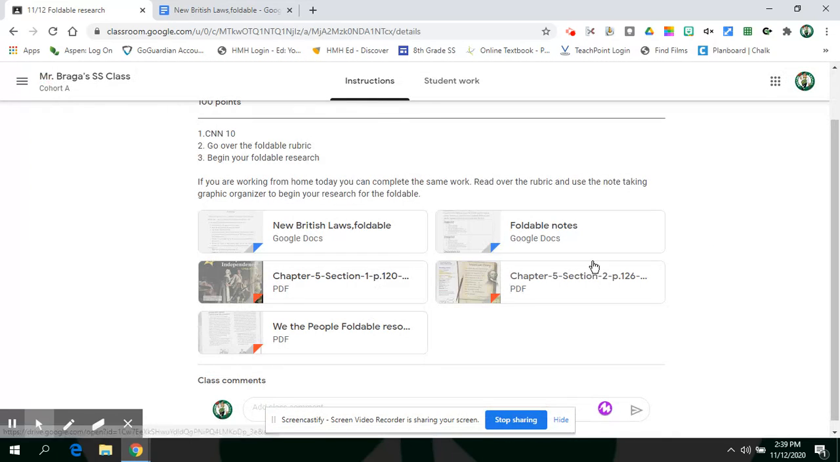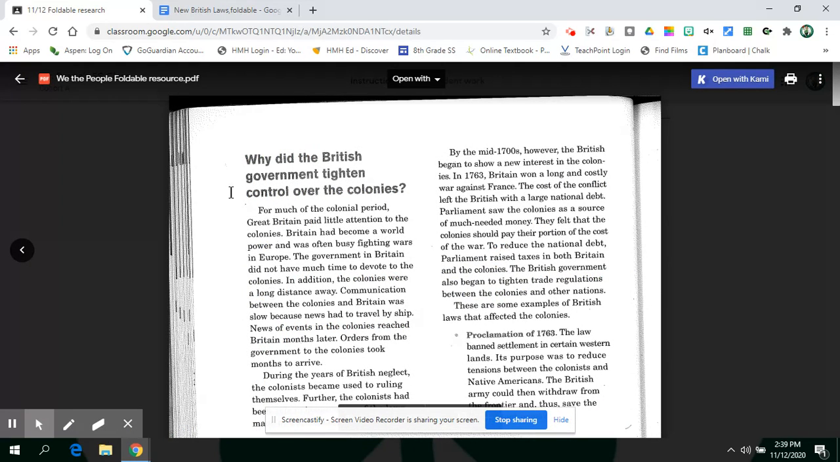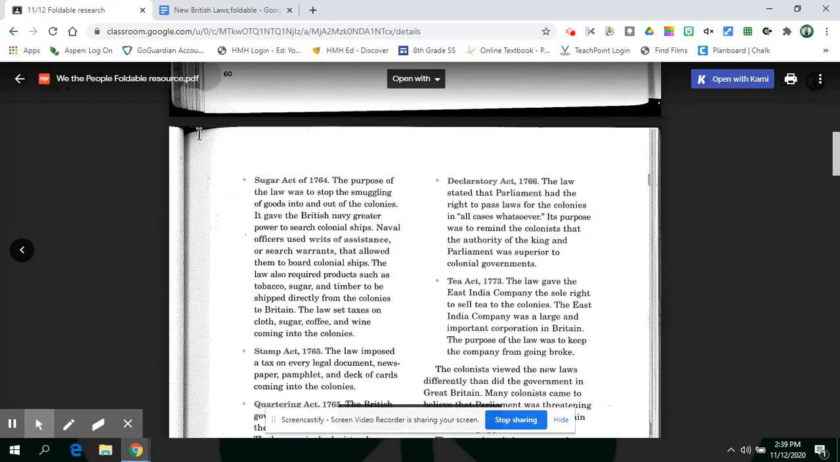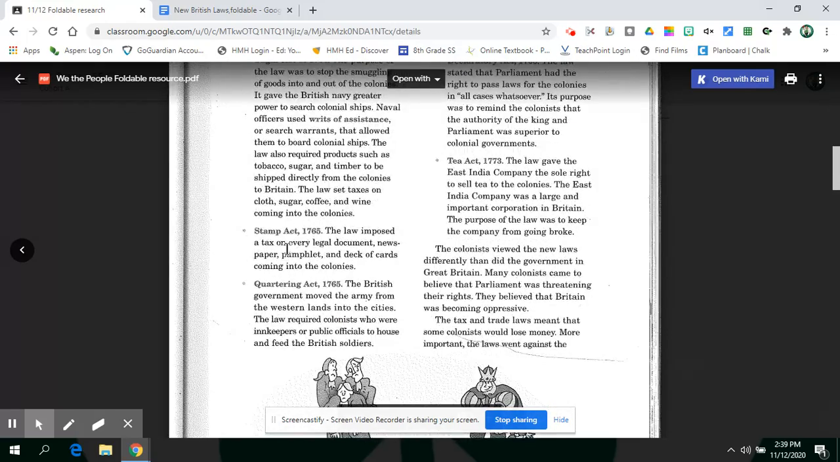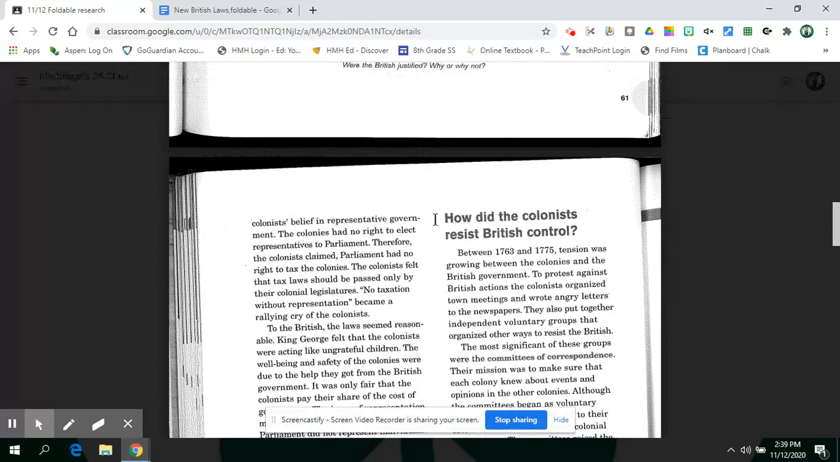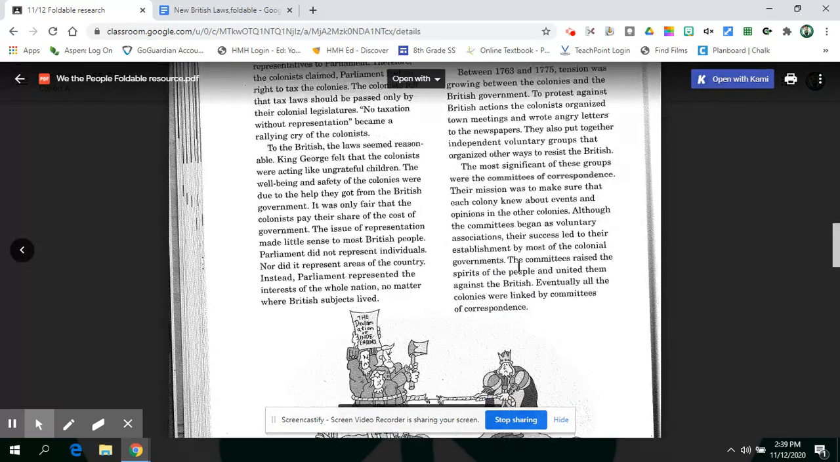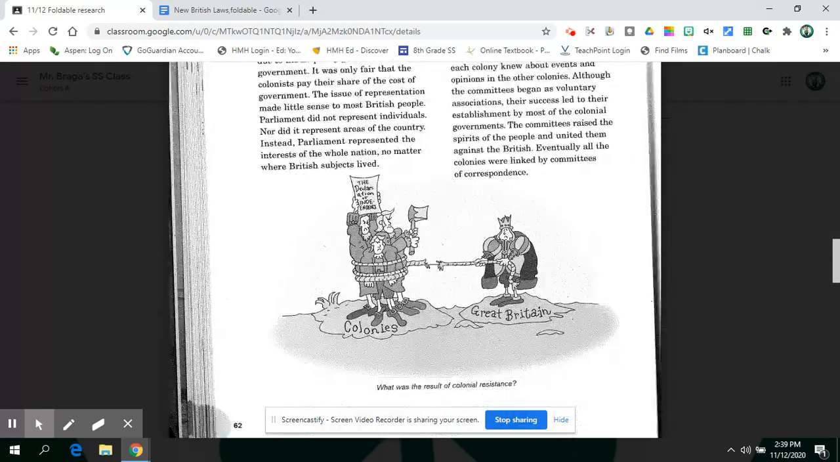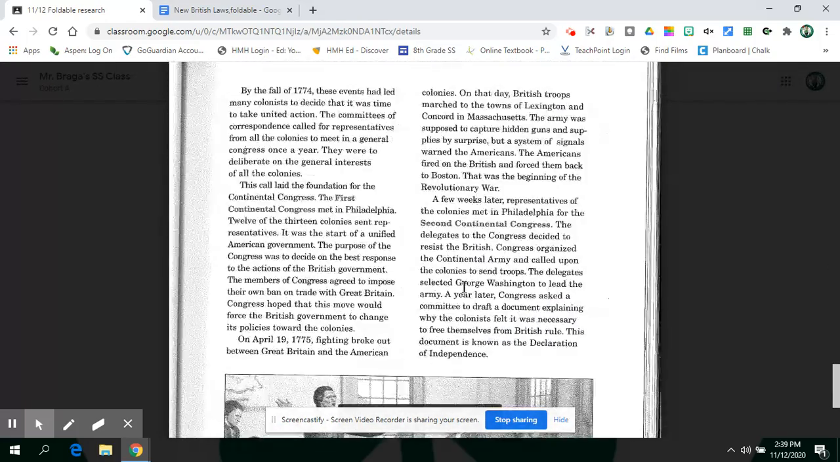We also have another resource which comes from a textbook we used earlier in the year called We the People. It has some information about some of the acts, not all of them, but it also has some on how the colonists resisted British control. This is a little bit about how they protested or reacted to certain acts as well, which goes on to the next couple of pages.